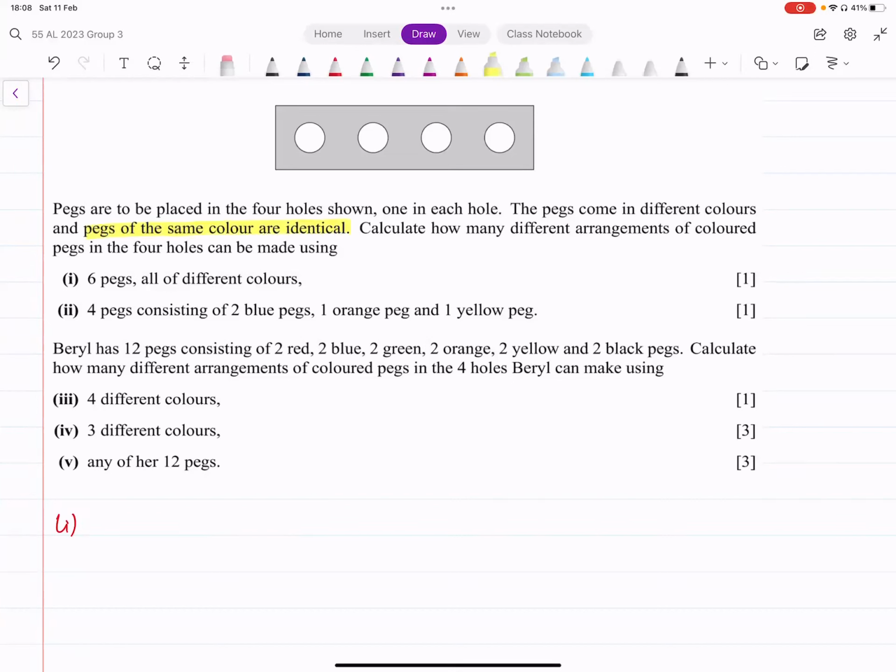Now we need to calculate how many different arrangements of colored pegs in the 4 holes can be made using 6 pegs, all of different colors.